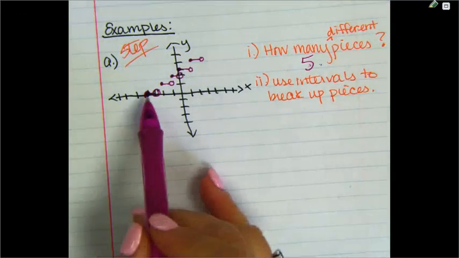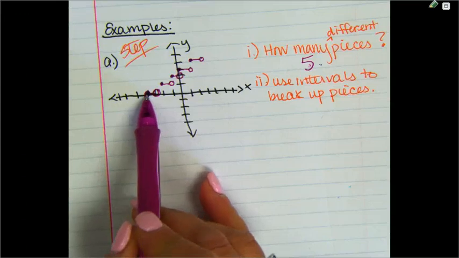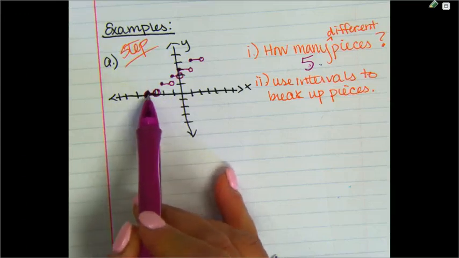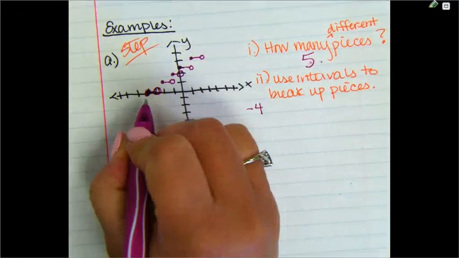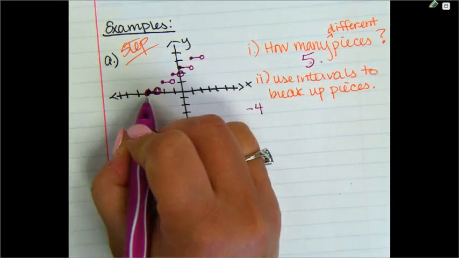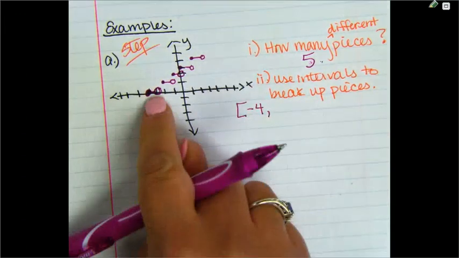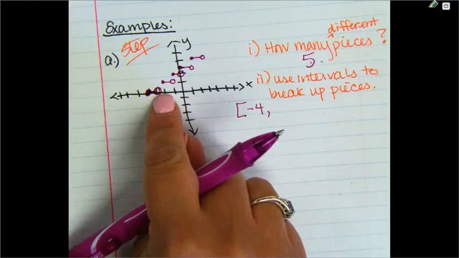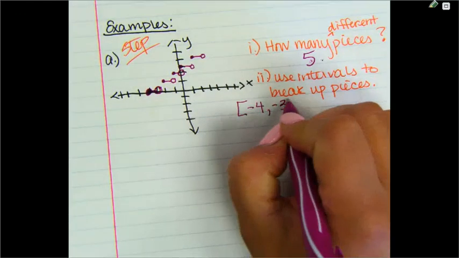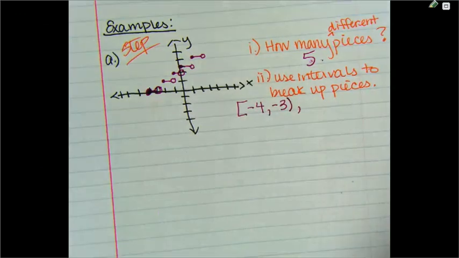So let's start always from left to right. So we're going to start here. What is this number here? 1, 2, 3, 4. So is that positive or negative 4? Negative 4. Is that closed or open? So is that bracket or parenthesis? Bracket. Comma. Where does it stop? Positive or negative? Negative 3. Is that open or closed? So bracket or parenthesis? Do we see it?